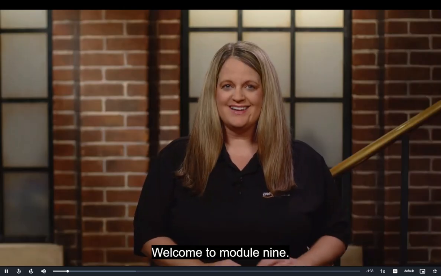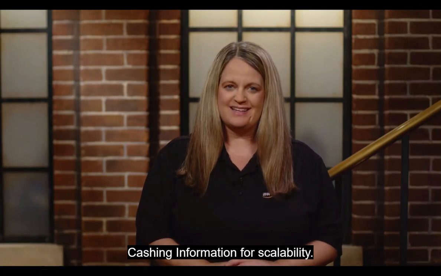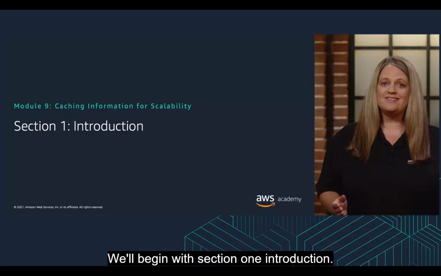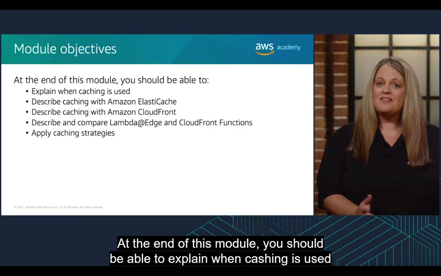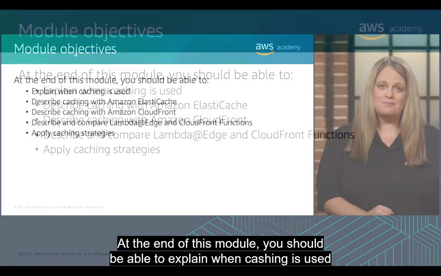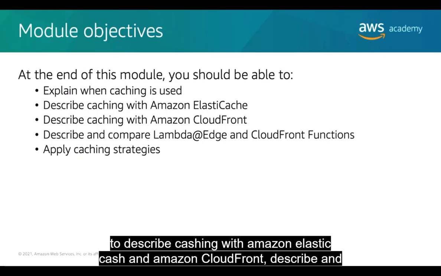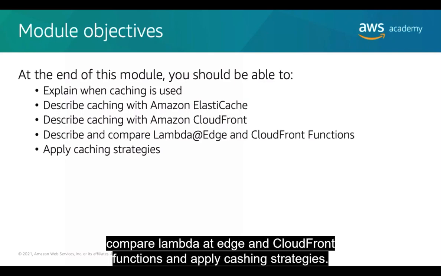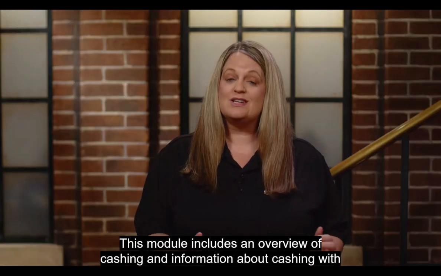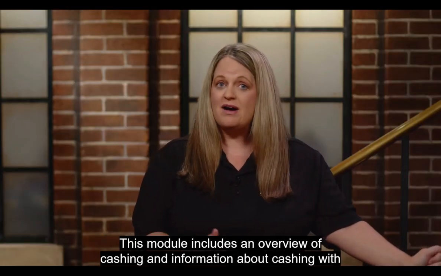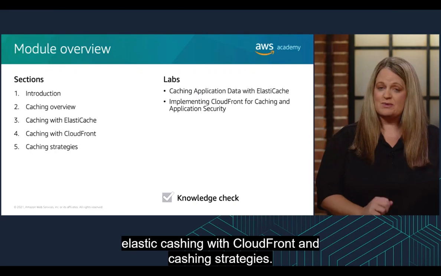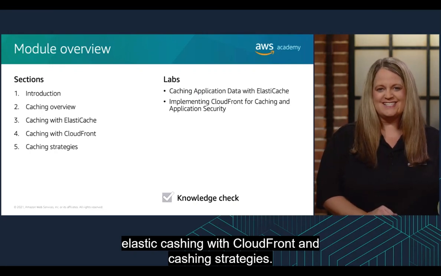Welcome to Module 9, Caching Information for Scalability. We'll begin with Section 1, Introduction. At the end of this module, you should be able to explain when caching is used, describe caching with Amazon ElastiCache and Amazon CloudFront, describe and compare Lambda@Edge and CloudFront functions, and apply caching strategies. This module includes an overview of caching and information about caching with ElastiCache, caching with CloudFront, and caching strategies.